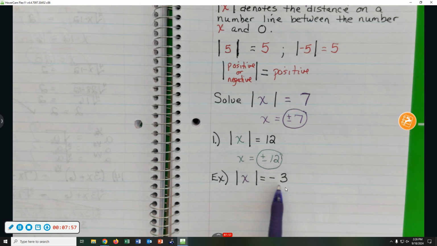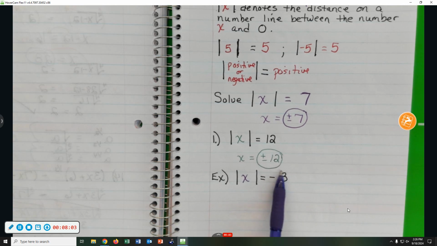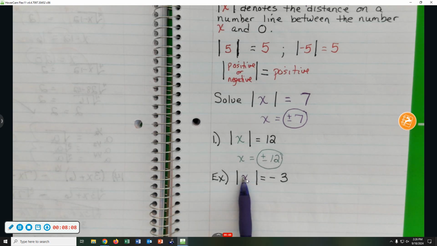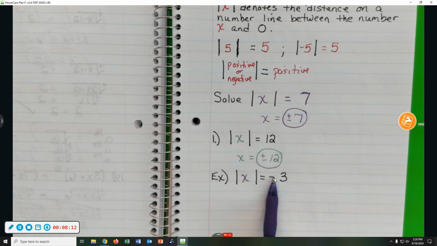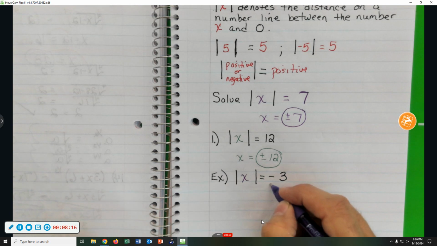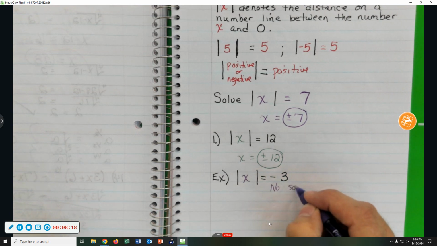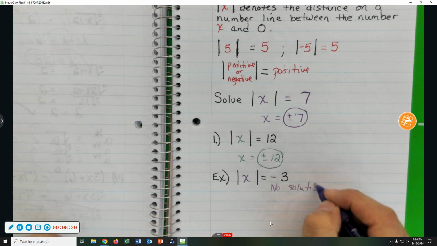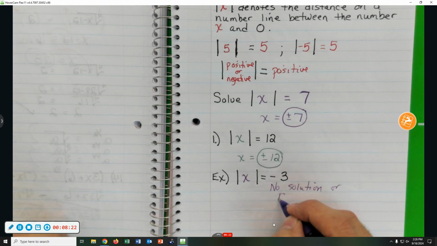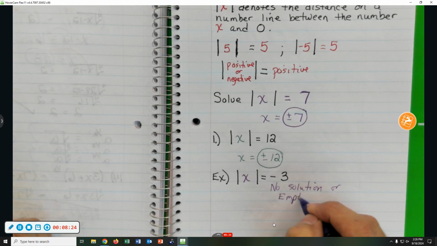So come down here. Absolute value of x equals -3. What are y'all thinking this answer is going to be on this? No matter what you put inside here, when you take the absolute value, are you going to get a negative number? No. So what do you conclude? You'll say either no solution or empty set, however they have it worded. That's why there's always that option there.